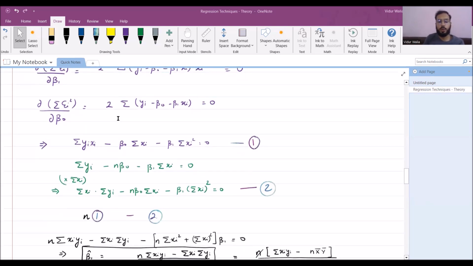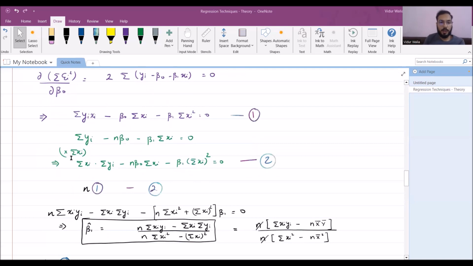Again the next equation, 2 times sum of yi minus beta naught minus beta 1 xi. I get sum of yi minus, because there is no ith value over here. This is just the coefficient added up n times. So it's just n times beta naught negative over here minus beta 1 sum of xi equal to 0. Right? Let me just multiply it with xi on both sides. So what do I get? Sum of xi sum of yi minus n beta naught sum of xi minus beta 1 sum of xi whole square equal to 0, and this is my equation 2.